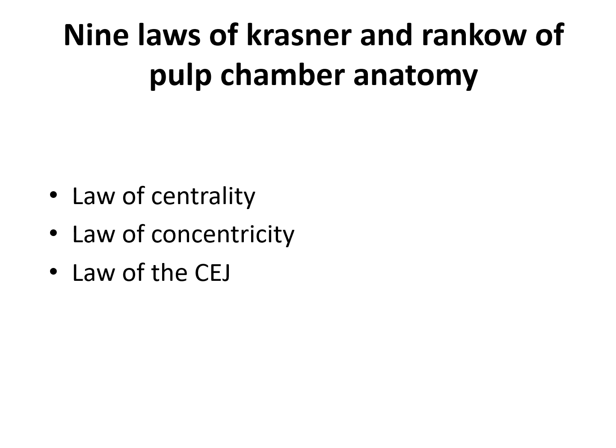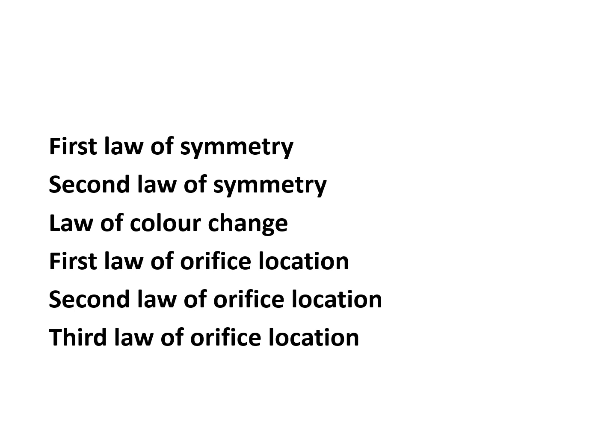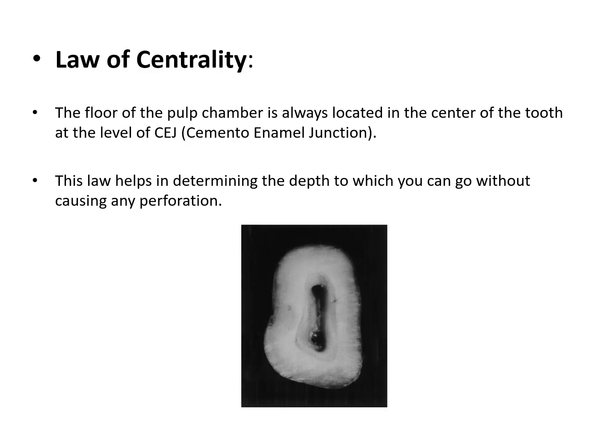Now there are 9 laws by Krasner and Ranco, which will guide us in this access cavity preparation. What are the 9 laws of Krasner and Ranco? The first 3 laws include the law of centrality, law of concentricity and law of CEJ. Then it is followed by the first law of symmetry, the second law of symmetry, law of color change, first law of orifice location, second law of orifice location and third law of orifice location.